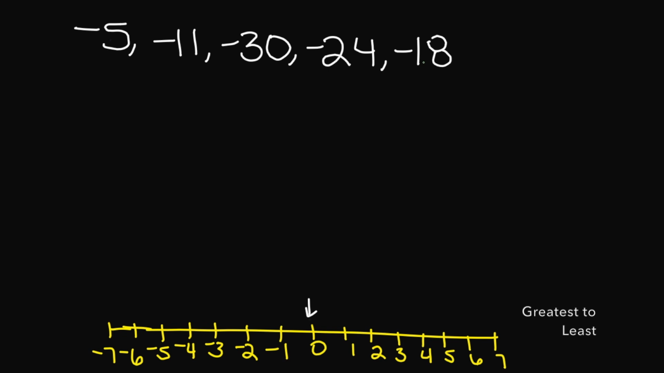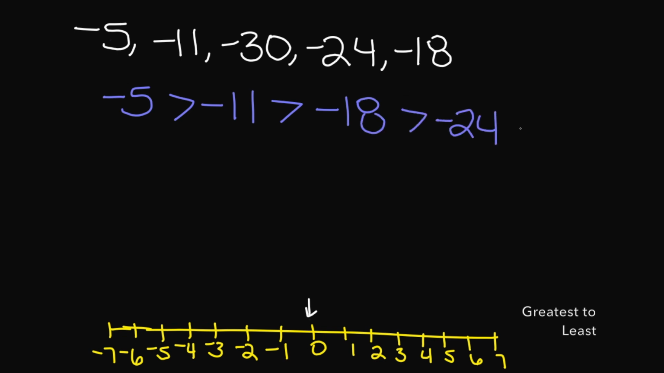-5, -11, -30, -24, and then -18. The largest number here is going to be -5. -5 is greater than -11. -11 is greater than -18. -18 is greater than -24. And then -24 is greater than -30.